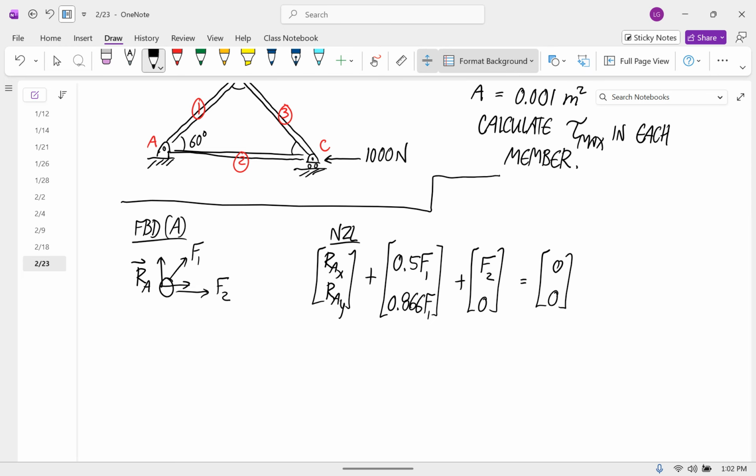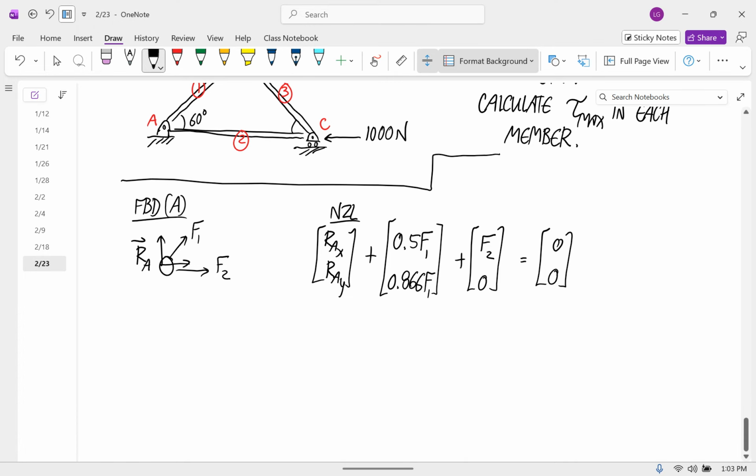Where's I? What is R? She's asking what is R. Oh, okay, sorry. I thought you said I. R is the force applied to the pin by the ground. So that's the reaction force with the ground. And then we'll go to B.